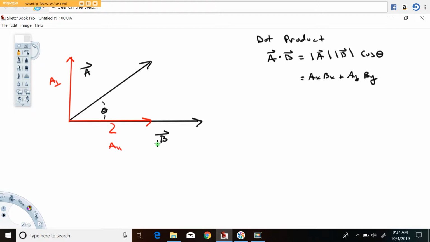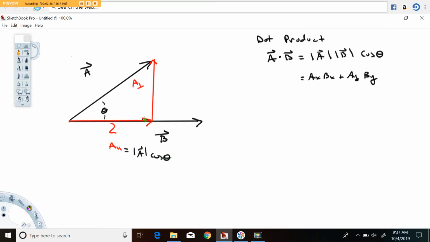It's pretty easy to show by right angle trig. I'll go ahead now and move this one over. If you look at this triangle right here, the one I called A parallel, that's the component of A parallel to B, is adjacent to the angle theta. So this is equal to the magnitude of vector A times the cosine of the angle theta.